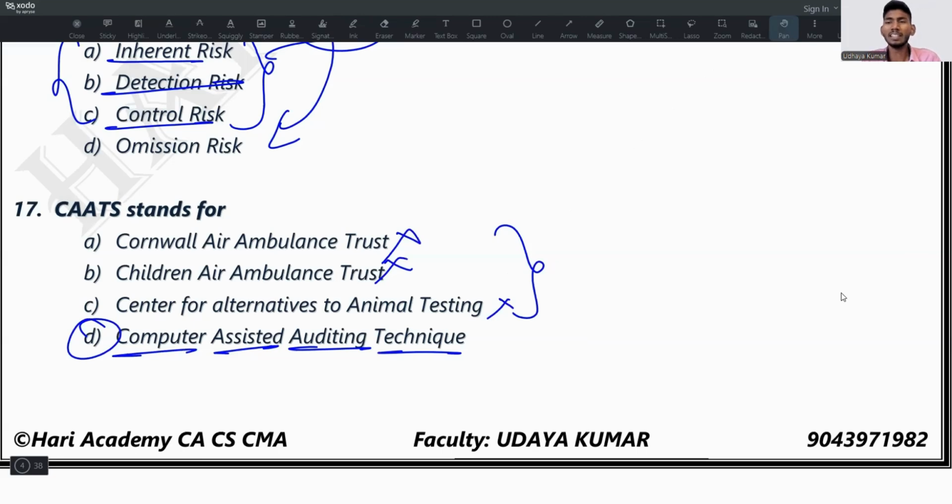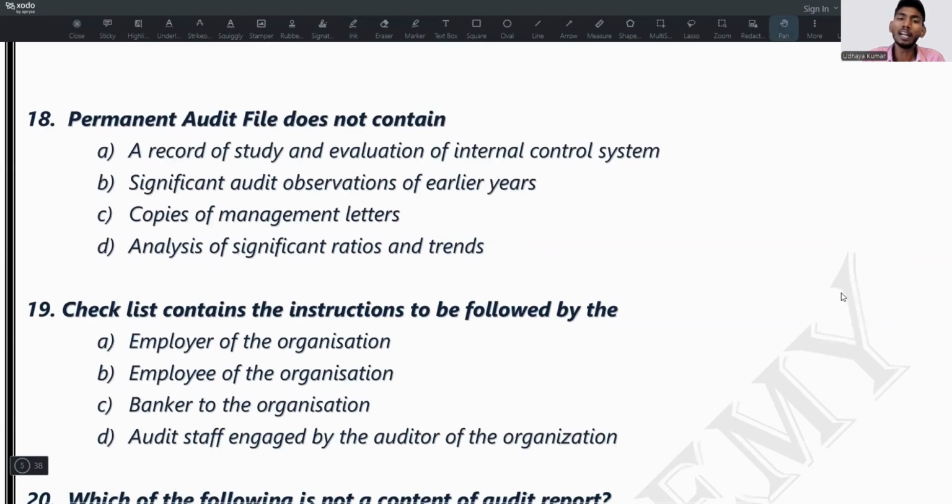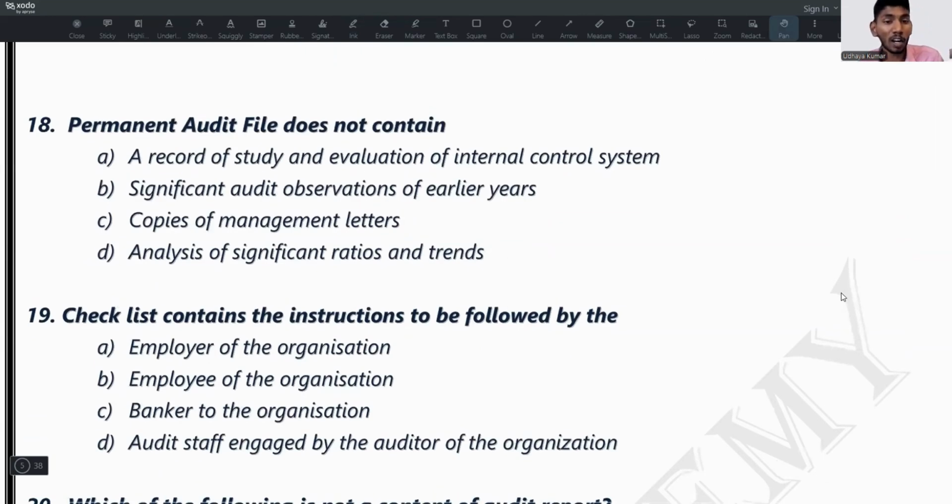So it's nothing difficult, right? So moving to the next question, which is the 18th one. Permanent audit file does not contain: option A, a record of study and evaluation of internal control system; B, significant audit observations of earlier years; C, copies of management letters; D, analysis of significant ratios and trends.